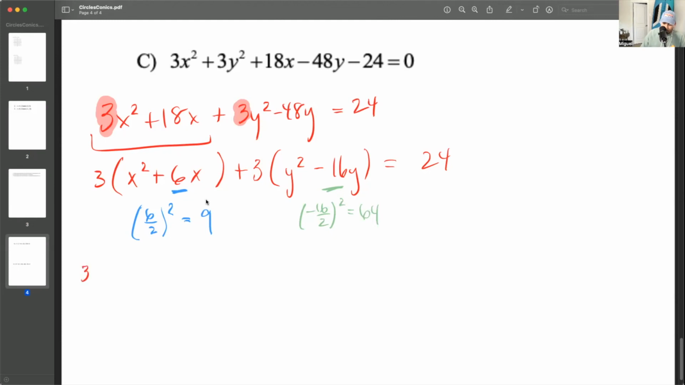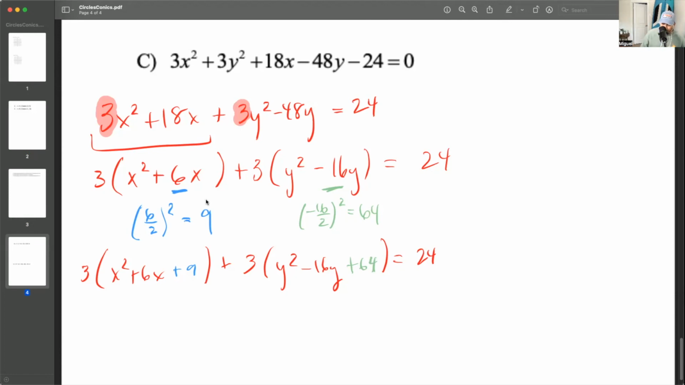And so now we have 3 times x squared plus 6x plus the 9 that we're introducing, plus 3 times y squared minus 16y plus the 64 equals 24. And if you recall what we did last time, because we introduced new values on the left side, we have to balance that out and do the same thing on the right. But this is a little different because we're not just going to introduce a 9 on the other side, and we're not just going to introduce a 64. We have to do something a little different because the 9 and the 64 are inside the parentheses.